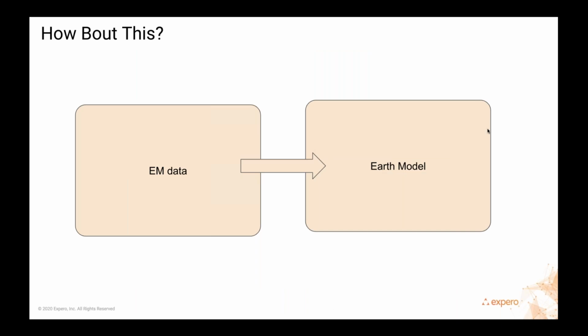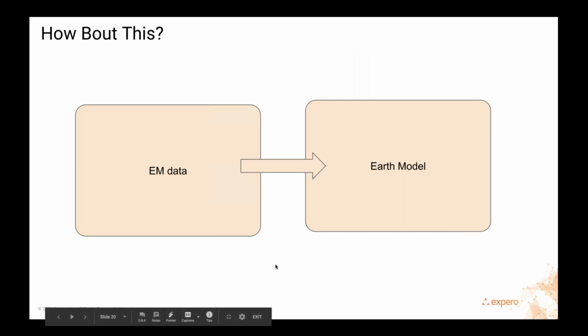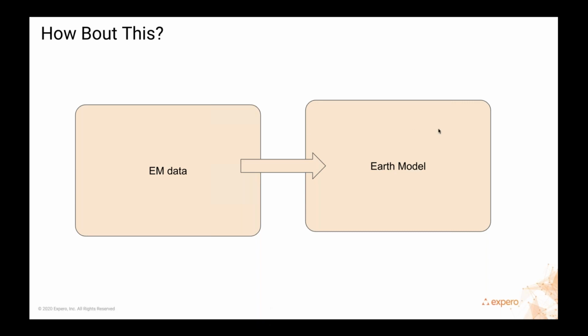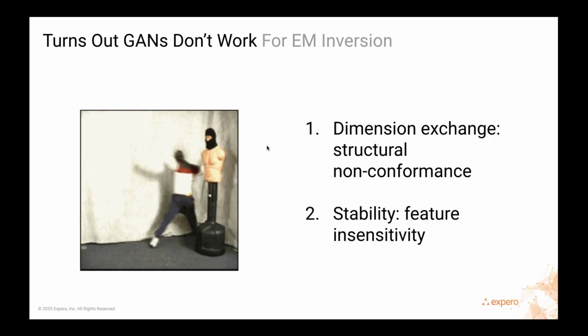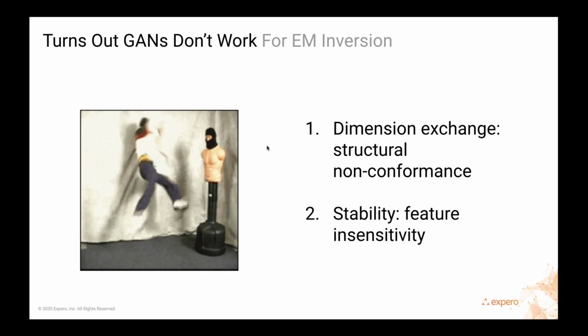So the question is, can we do the same thing with electromagnetic data that we did with seismic data? So can we take a GAN and generate a 3D model from that 2D input data? Nope. Turns out that does not work so well.